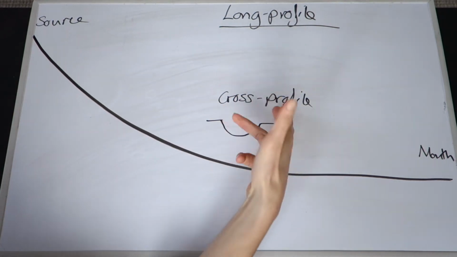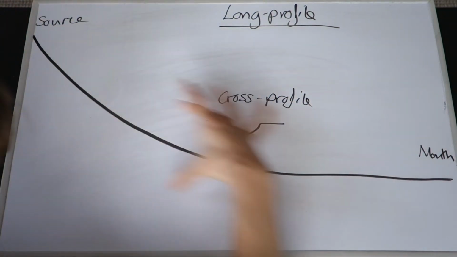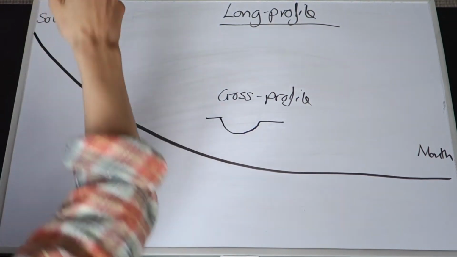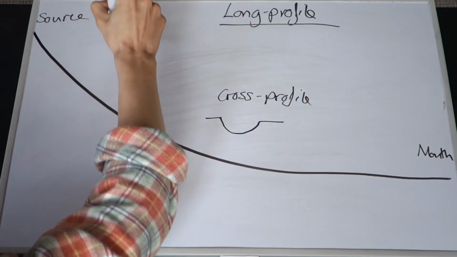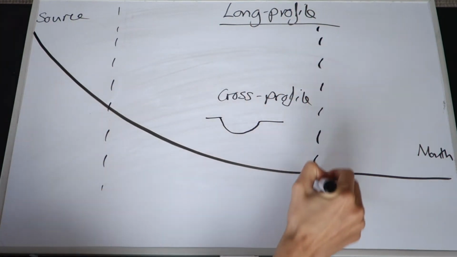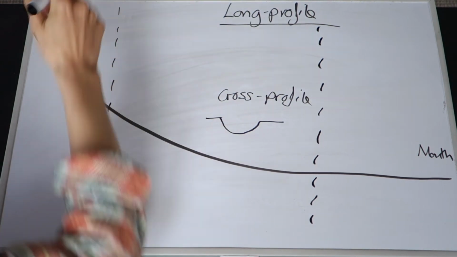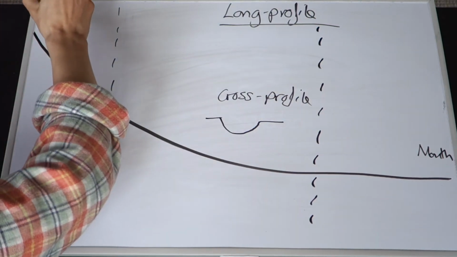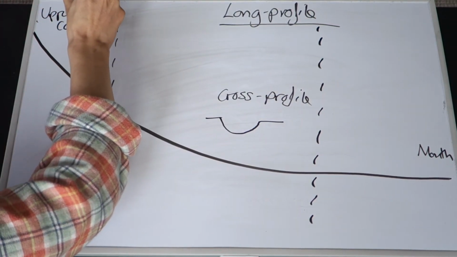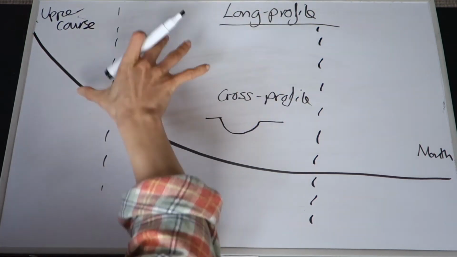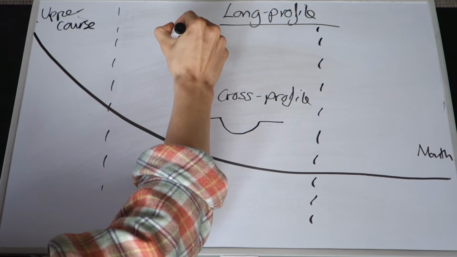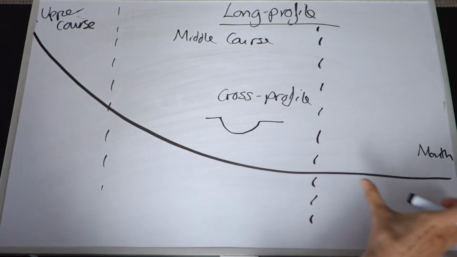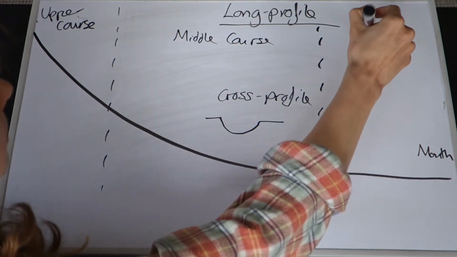Now the cross profile of the river changes along the long profile. What do I mean by that? Well, we can divide the long profile into three sections. Where the river is near its source, we call that the upper course. Then we move into the middle section of the river, we call that the middle course. And then we move into the lowest part. It's now almost at sea level, so we call that the lower course.